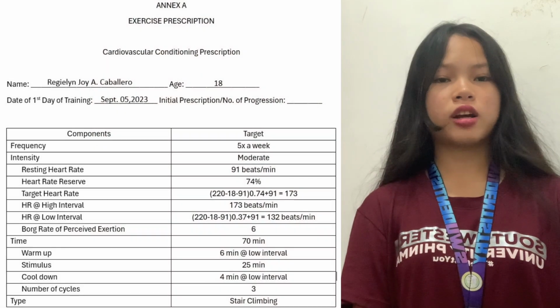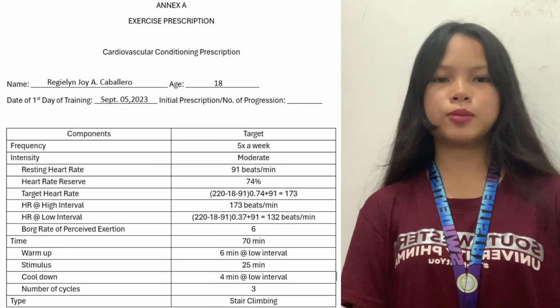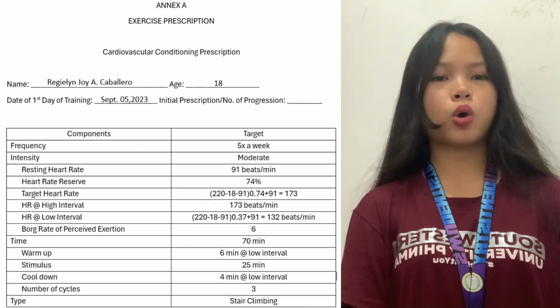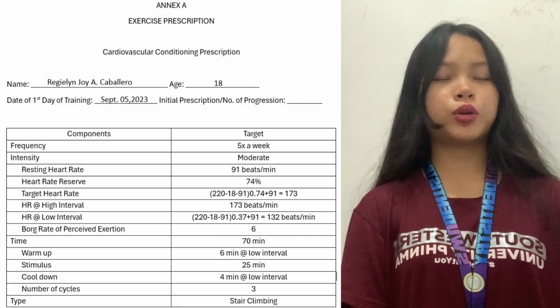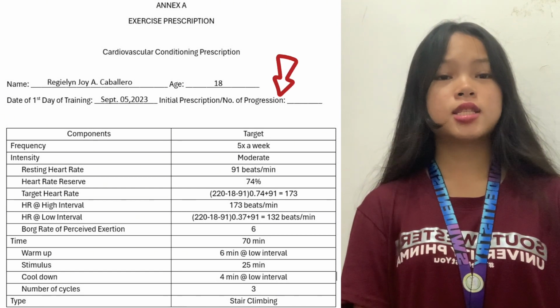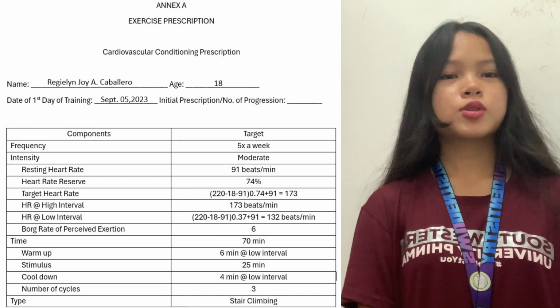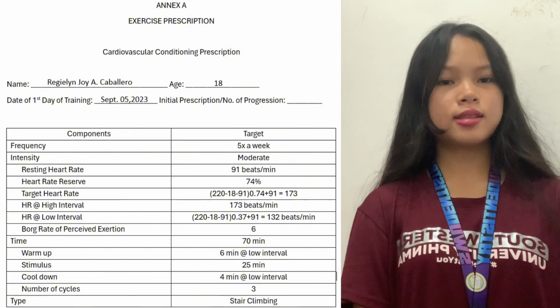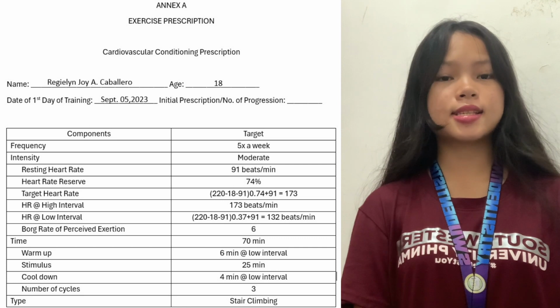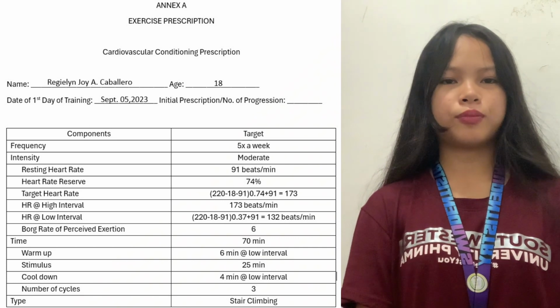For this lesson, we are going to focus only on cardiovascular conditioning and muscular resistance training. So, this is the cardiovascular conditioning prescription. First, you're going to put your name, your age, date of first day of training, and then for this, just leave it blank. So, let's proceed to the table. So here, there are components and the target, and let's discuss it one by one.